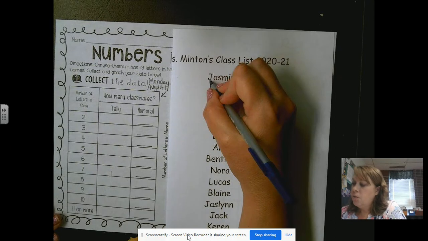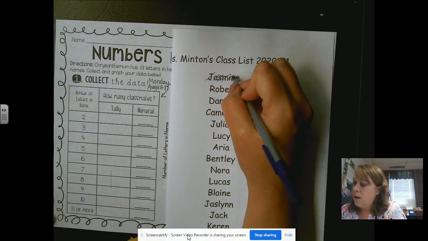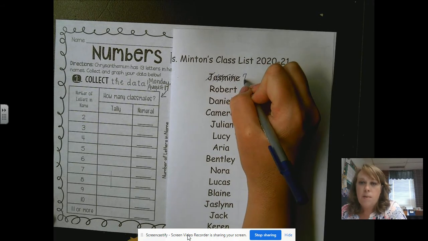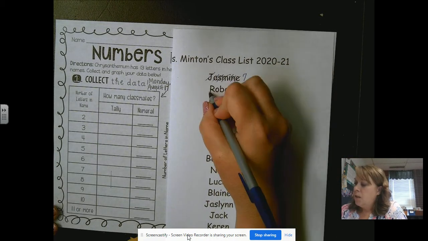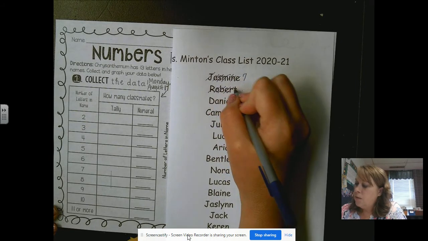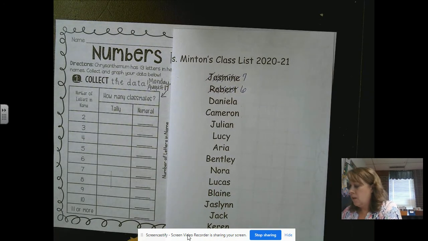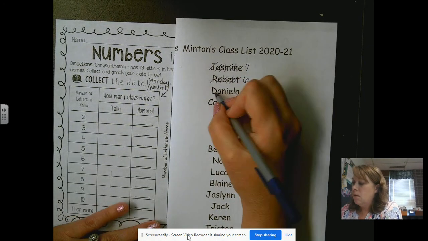All right, so I'm going to start with Jasmine. 1, 2, 3, 4, 5, 6, 7. And then I'm going to put my 7 right there. Then I'm going to keep going. 1, 2, 3, 4, 5, 6. And then I'm just going to continue on down the list and count everybody in our class.